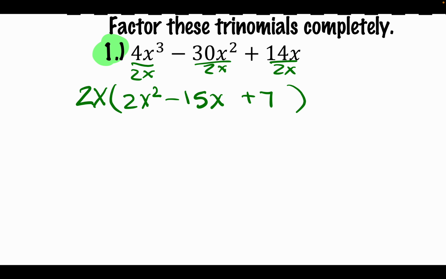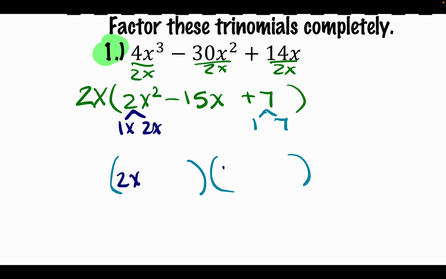Okay, well, that factoring out the 2x didn't really help us, so we're still going to have to use our trial and error. So let's see, what are our factors of 2? Well, that's going to be a 1x and a 2x. Our factors of 7, just 1 and 7. So that's easy. Not a lot of combinations to check. So, in our parentheses, we have our 2x and our 1x. And again, the order doesn't matter. You can do 1 and 2.